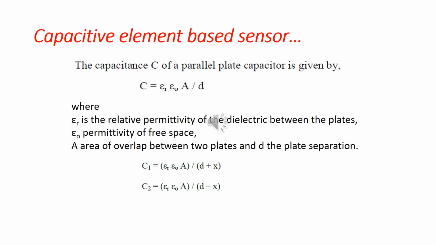As the central plate moves near to the top plate or the bottom one, due to the movement of the element of which displacement is to be measured, the separation between the plates changes, and this can be represented as C1, which is equal to epsilon r epsilon naught A by D plus X, and C2 is equal to epsilon r epsilon naught A by D minus X.